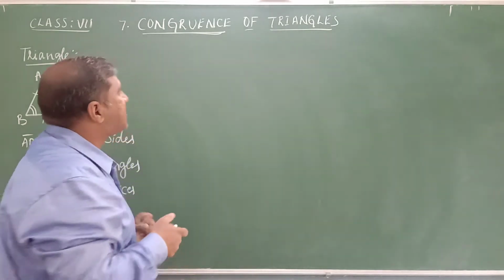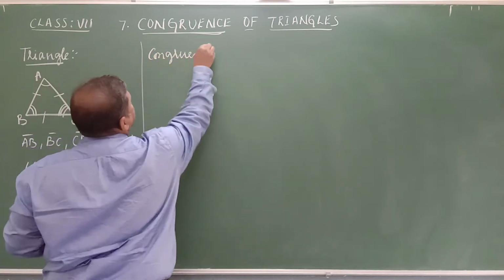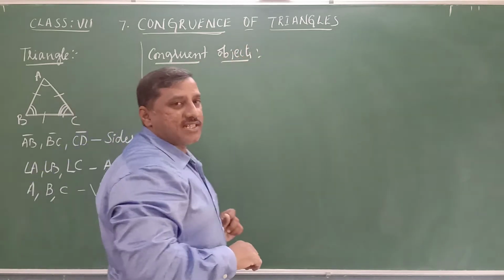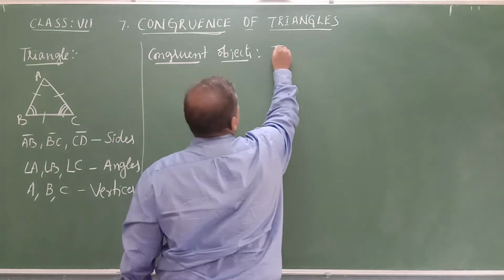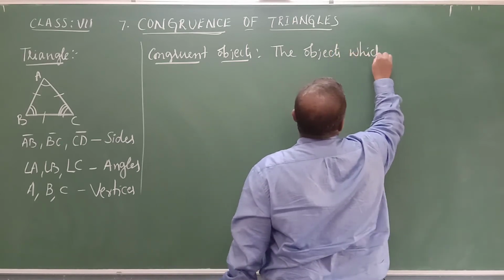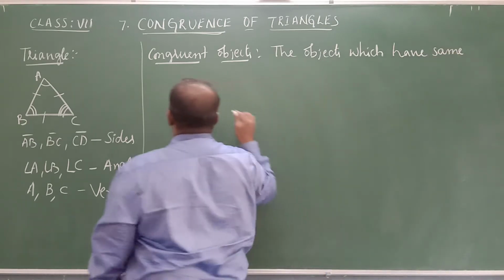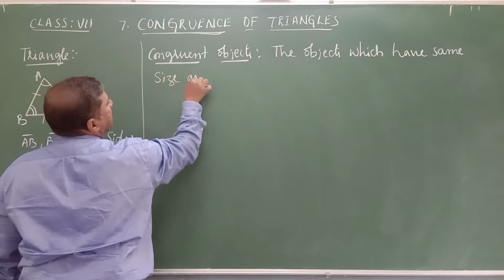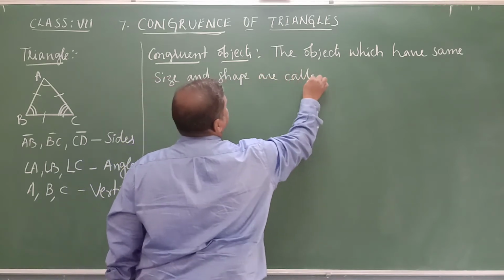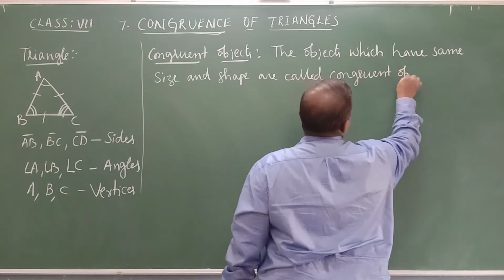What are congruent figures or congruent objects? The objects which have the same size and shape are called congruent objects.